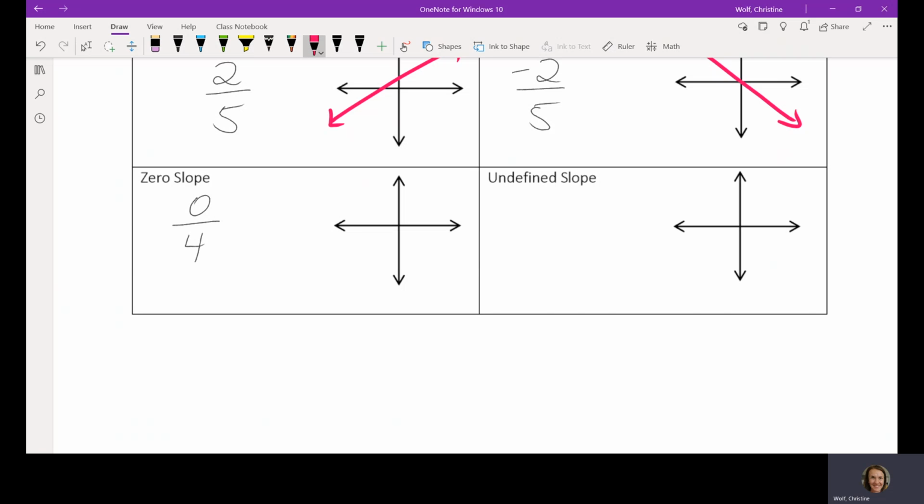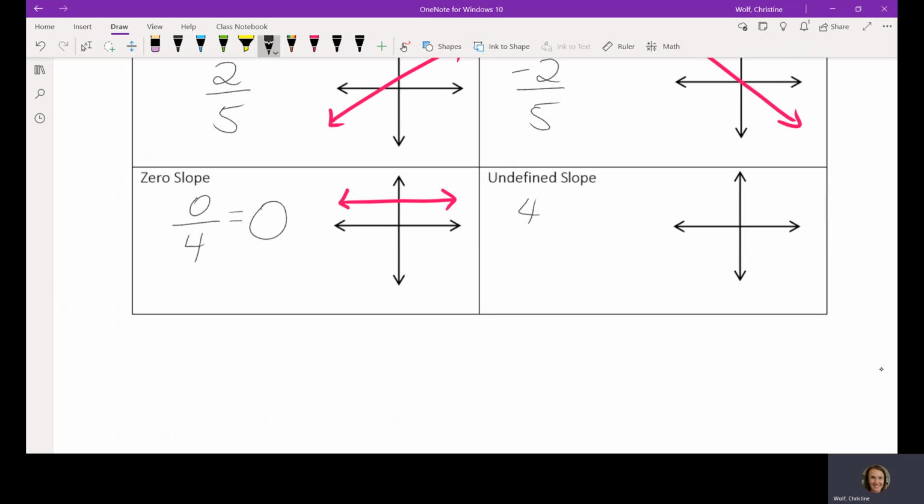So a slope that has a 0 on top is always going to look like a flat line because I have no rise. I'm not rising at all. I'm staying flat. Okay. If ever you calculate a slope and you get it to be like 0/4, you should really just write 0. 0 divided by 4 is just 0. Okay.